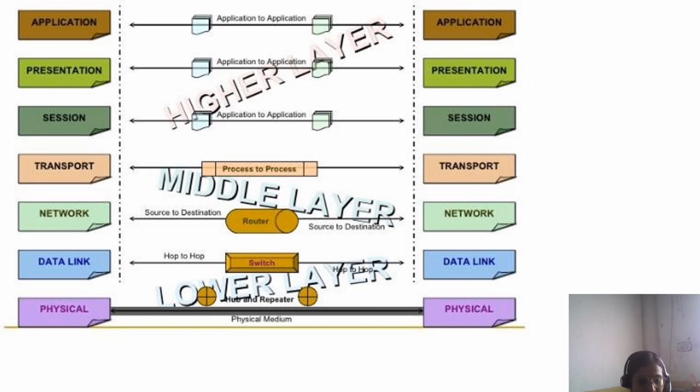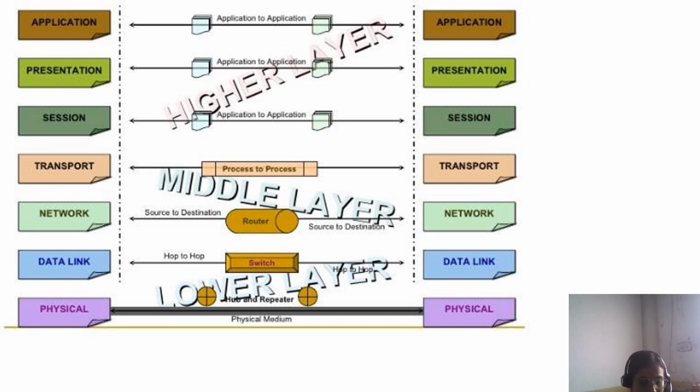Application layer. This is where user interaction happens. For example, when you browse the web or send an email, it starts from the application layer and then it comes to the presentation layer. This layer ensures that the data is in a readable format for the application layer. It handles encryption, compression, and translation of the data formats.